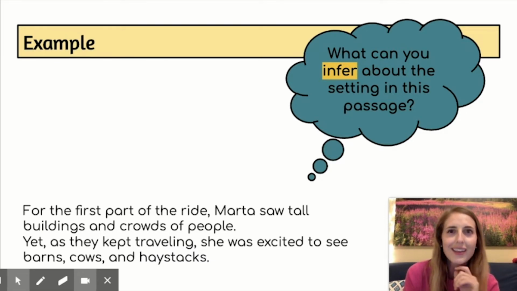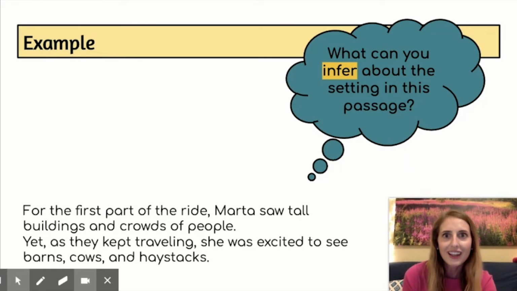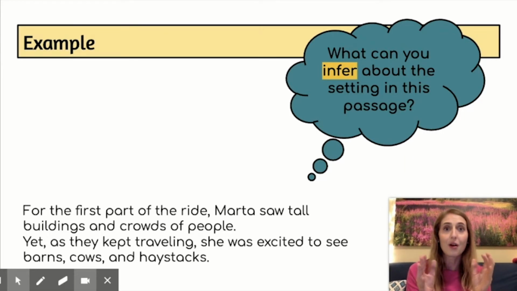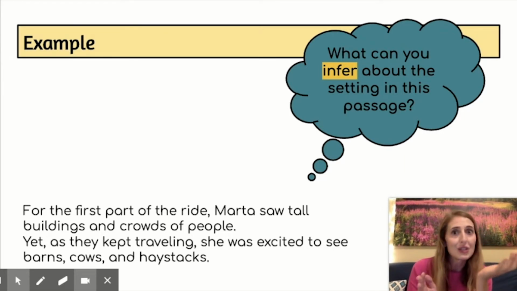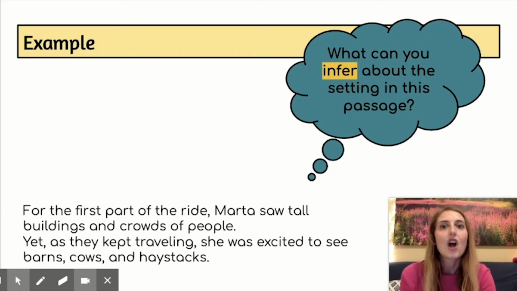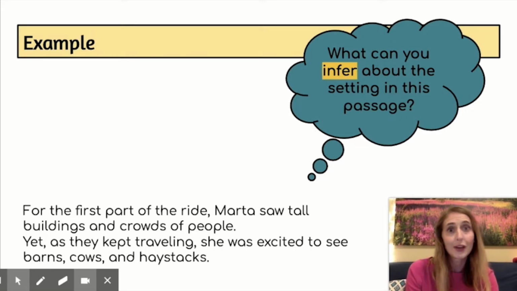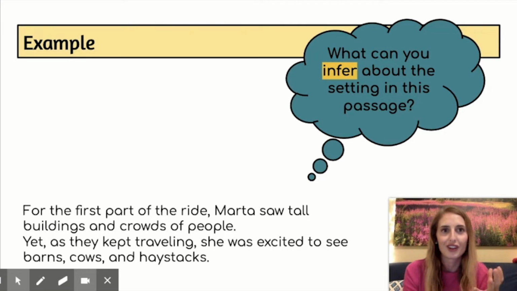Are you thinking that she starts out in the city and then is traveling to more of a country setting? Good, you used the clues from the text, for example, the barn and the cows, plus what you already know. Those things are usually found in the country to make your inference. The author never said Marta traveled from the city to the country, but you inferred it. Great job!